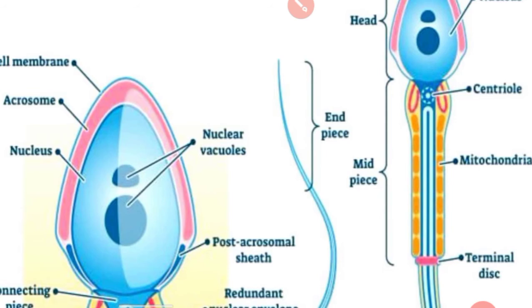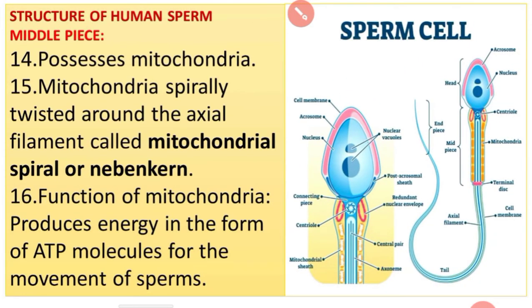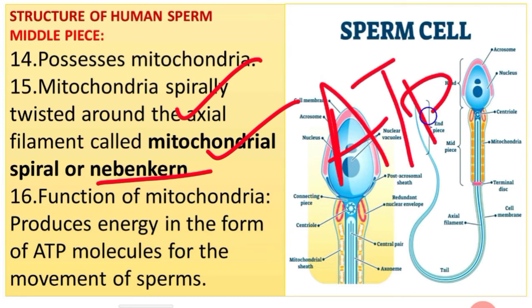In the middle piece, what do we have? The mitochondria are spirally coiled around the central axial filament. This is what we call the Nebenkern. The mitochondria spirally twisted around the axial filament is called the mitochondrial spiral or Nebenkern. Function of mitochondria: it produces energy in the form of ATP. This ATP molecule helps the movement of the sperm. The ATP, adenosine triphosphate, formed from the mitochondria gives movement to the sperm.